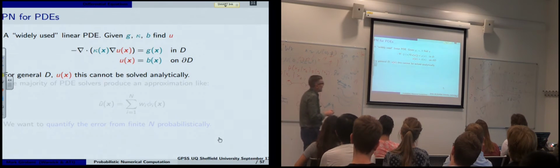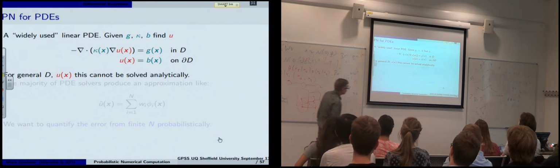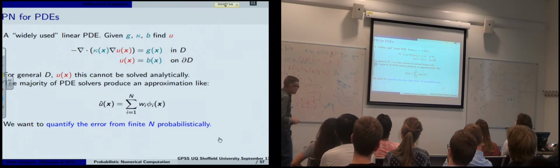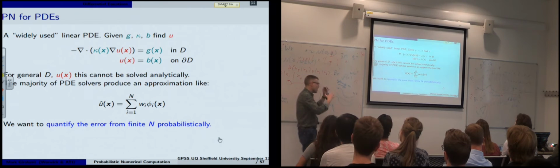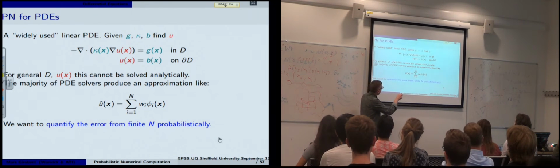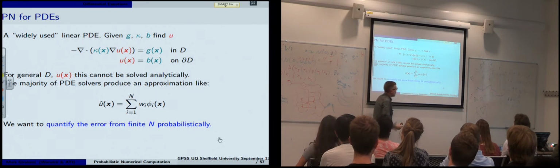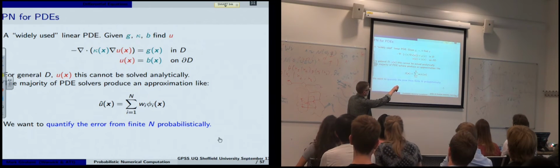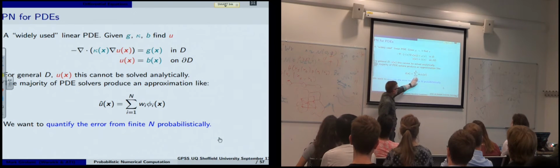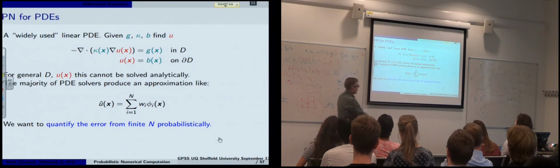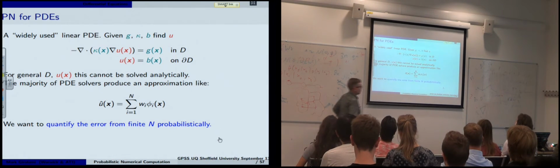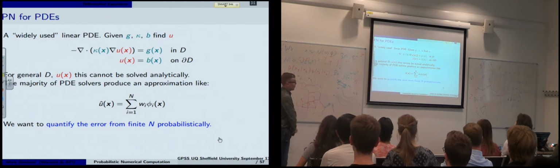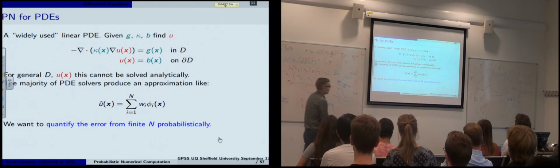Now, we can't get access to u of x analytically in general, and so typically what is done is that a partial differential equation solver would look for an approximation, which is a finite dimensional representation of our function u. So we're looking for a subspace of the infinite dimensional space that u resides in. We're looking at this n-dimensional space. It's in a very familiar format. It's just going to be a weighted combination of basis functions. So a very familiar construction for you.